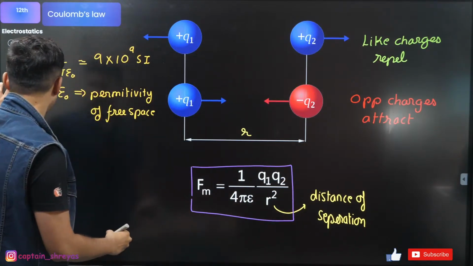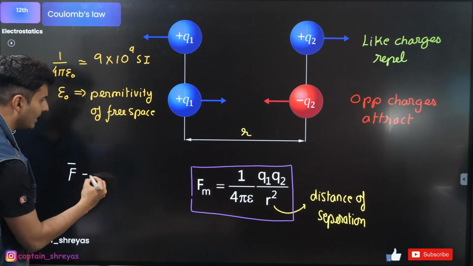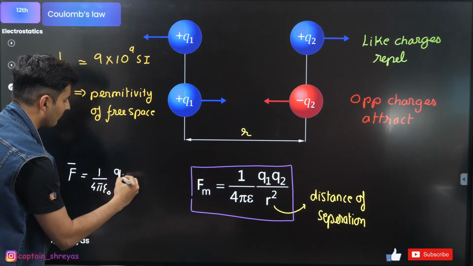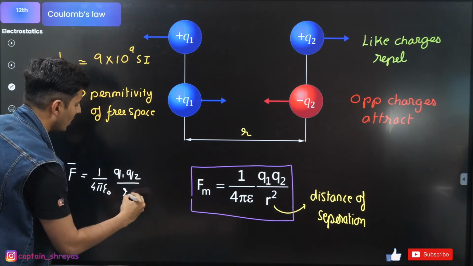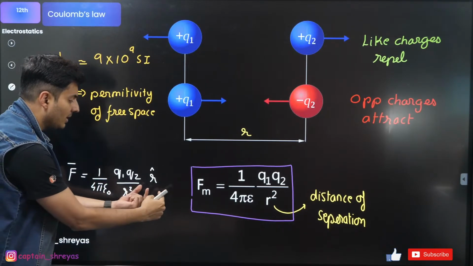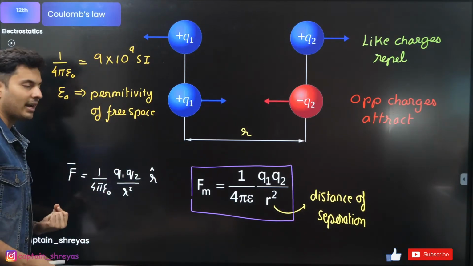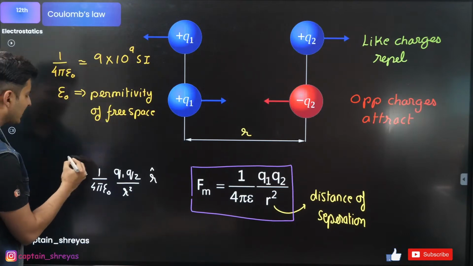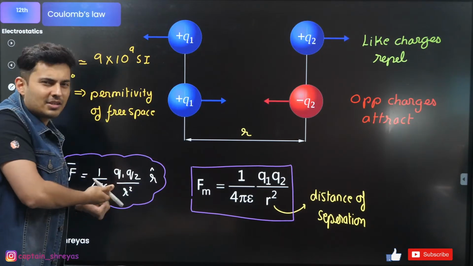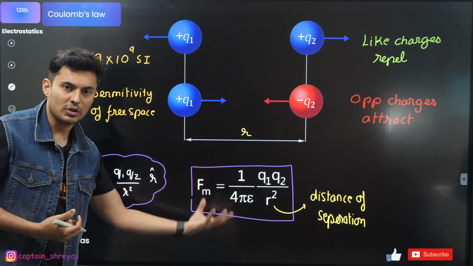So the vector form of the same equation, the force vector, will be given by the same thing, 1 by 4 pi epsilon naught. Here you have Q1, here you have Q2, and you have R square. Here you can put basically R hat. So this is magnitude, this is the direction. R hat is the unit vector. So this is basically the vector equation. Usually people do not like this, it's not so relevant or not so important. This is what you're going to use.